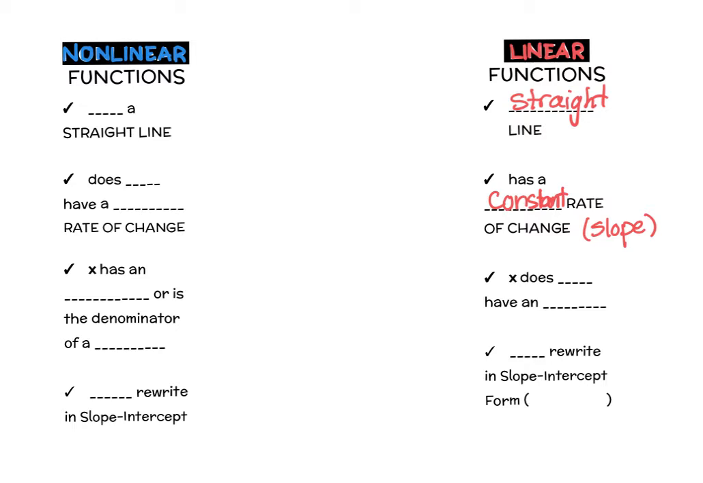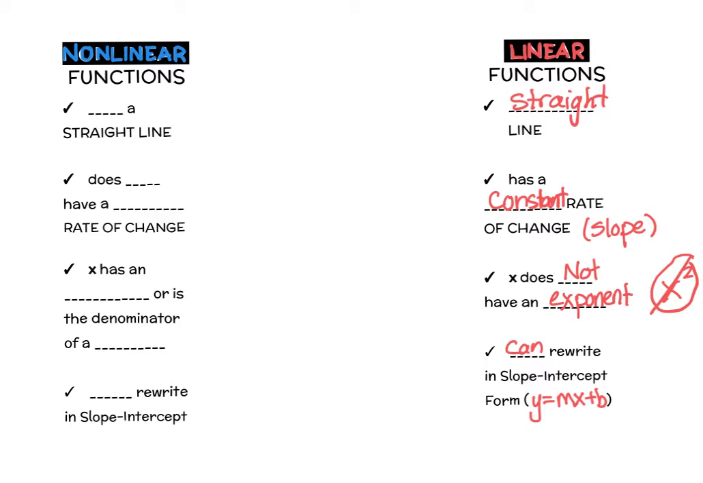Also, with linear functions, the x does not have an exponent. All right, and what we mean by that is the x variable never has an exponent. So there's no exponents with linear functions. And then finally, with linear functions, we can always rewrite in slope-intercept form, which is y equals mx plus b. So this relates directly to what we just covered in Unit 5, okay?